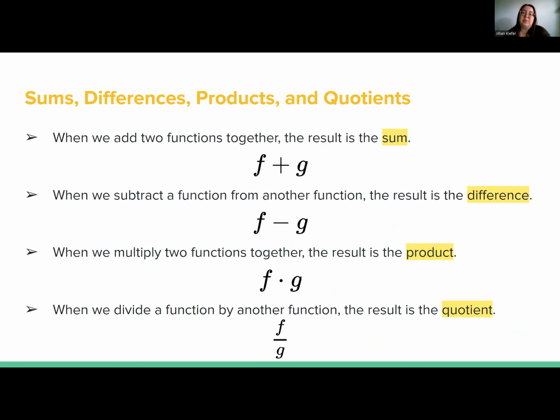But first, let's go ahead and just review our sums, differences, products, and quotients. Very quickly here, these are four basic ways of combining functions. First off, when we add two functions together, our result is the sum. Like f plus g, that would be the sum. We're just going to go through the terminology. When we subtract a function from another function, that result is called the difference. So when you hear the difference, you want to subtract. So we have f minus g. When we multiply two functions together, that result is called the product, something like f times g. And when we divide a function by another function, that result is called the quotient, something like f divided by g.